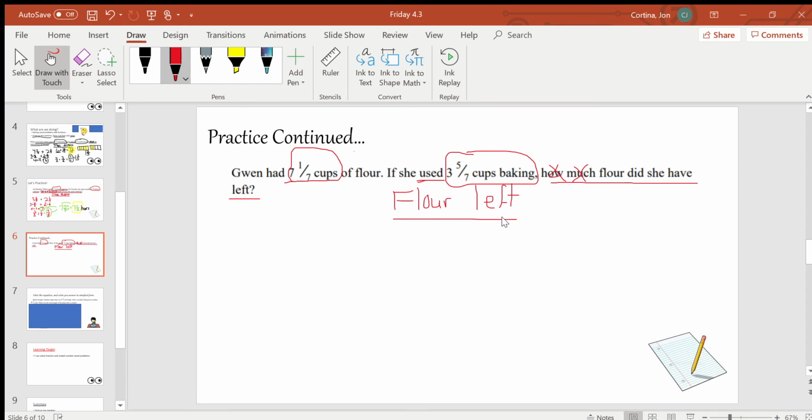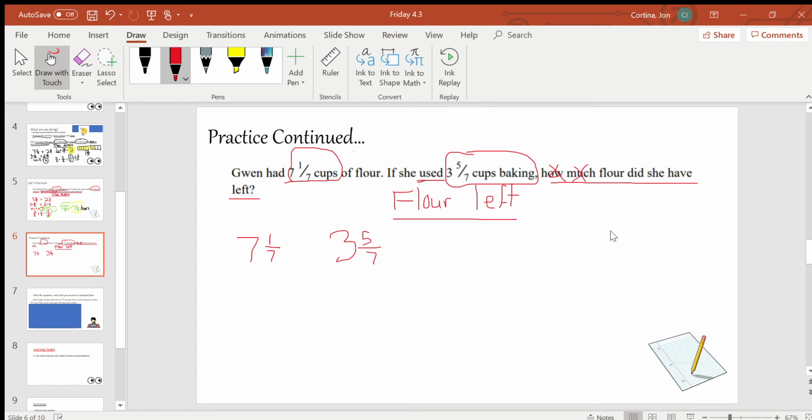Okay, so we're going to start with our information. It says she has 7 1/7 cups of flour to start. She used 3 5/7. How much did she have left?